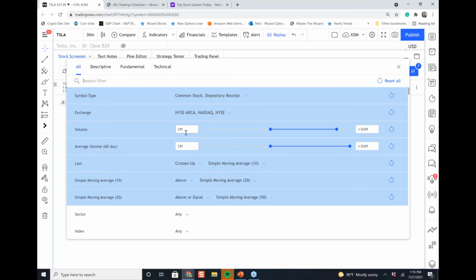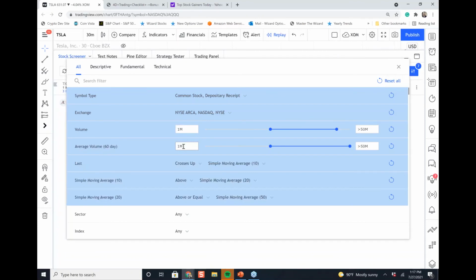That's one layer of a filter. Each one of these blue highlighted filters is layering in and cutting down the number of stocks that are going to show up. It's a combination of all of these together that's getting us our list for today. Okay, so we've got 1 million volume today. We've also got an average volume, which only displays stocks that average 1 million shares traded over the last 60 days. Those two combined on the volume give us liquid stocks to trade, stocks that have solid trading activity levels. We're not going to deal with those low volume stock symbols.